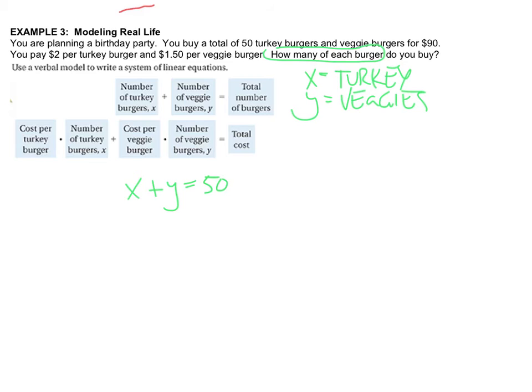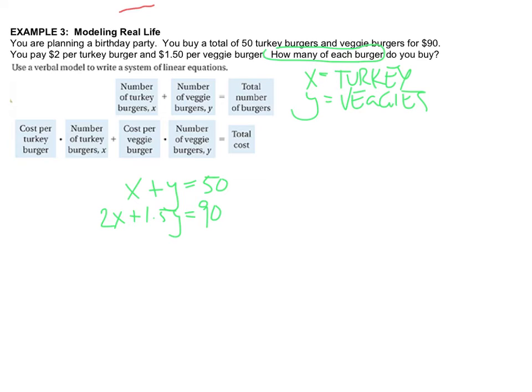The second equation below, the cost per turkey burger times the number of turkey burgers is right there, plus the cost of the veggie burger each times the number of those. If I add all that up, I get the total cost, which we know is 90. So again, we now have this number to decide which do we want to go with.